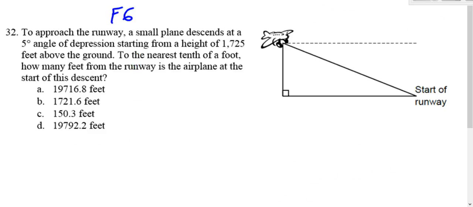To approach a runway, a small plane descends at a 5-degree angle of depression. That means this angle right here is 5 degrees. Angle of depression is also the same as the angle of elevation from the other side, so this is also 5 degrees. And it's starting at a height of 1725. We need to figure out, to the nearest tenth of a foot, how many feet from the runway the airplane is. So here's the airplane, there's the runway, that's what we're looking for, the hypotenuse right there.